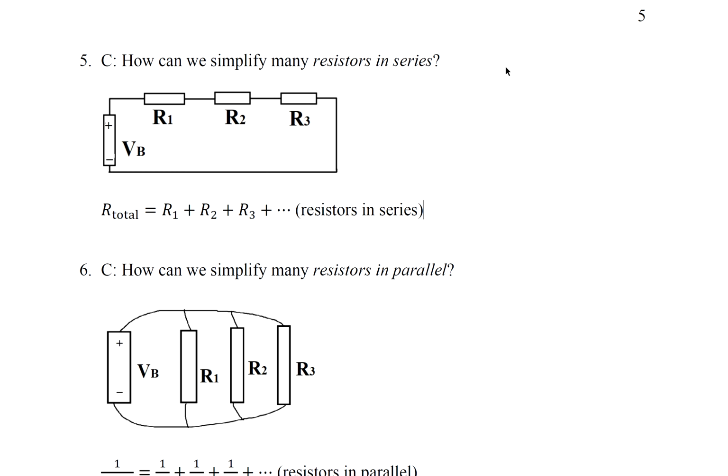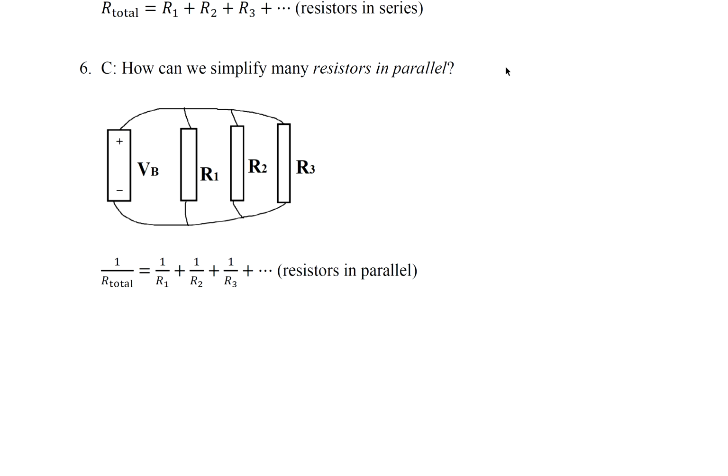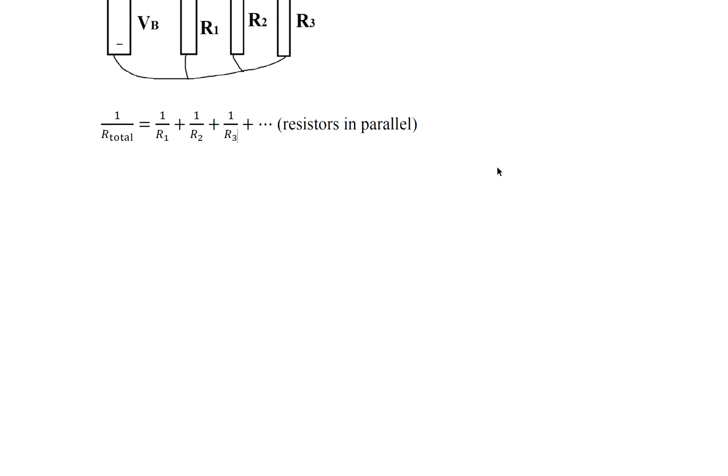Question 6, how can we simplify many resistors in parallel? We just add up their inverses, and then in the end we just take the inverse of that. So instead of buying 3 resistors, we could just buy 1. And it's going to have this as a resistance.